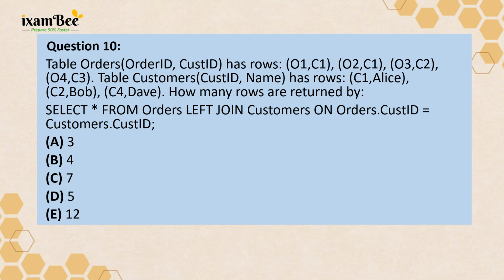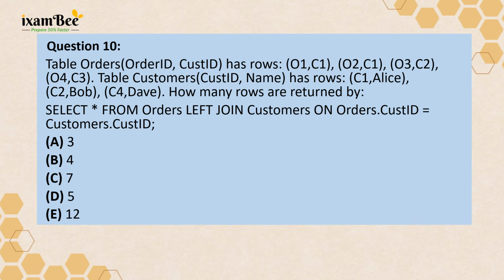O1 and O2 both have customer ID C1, which matches Alice. O3 has customer ID C2 matching Bob. O4 has customer ID C3, but there is no C3 in the customers table at all. So that row still appears, just with null in place of the name.